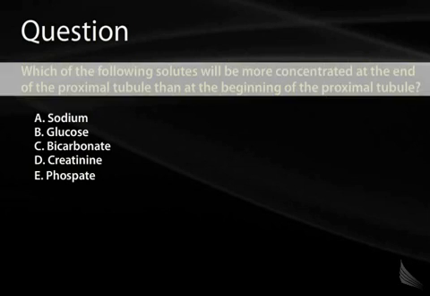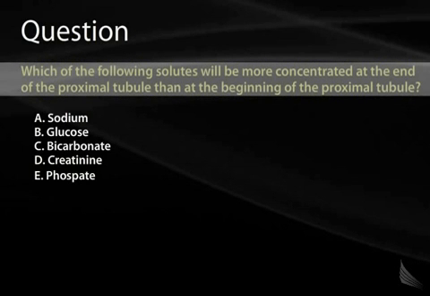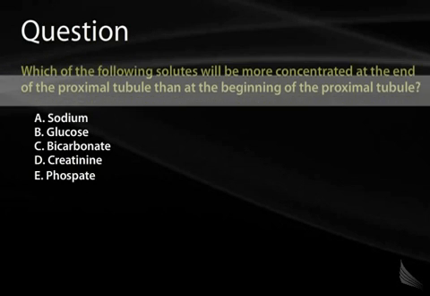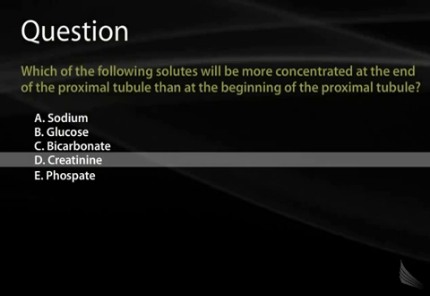Question 7. Which of the following solutes will be more concentrated at the end of the proximal tubule than at the beginning of the proximal tubule? A, sodium; B, glucose; C, bicarbonate; D, creatinine; E, phosphate. The correct answer is D, creatinine.